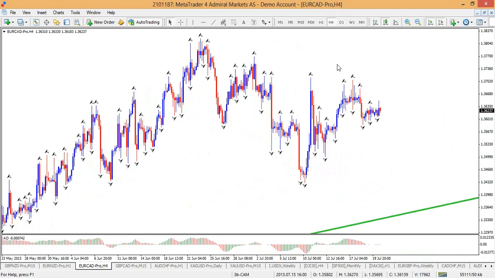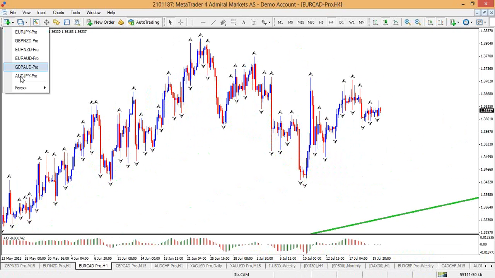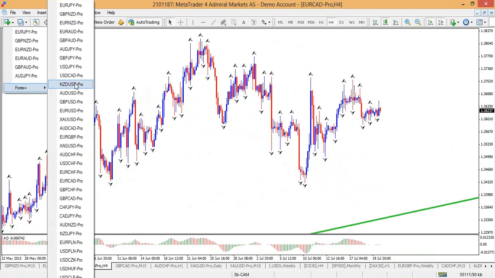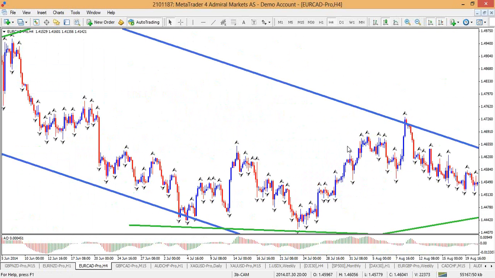One second, folks. The 4-hour needs to be loaded somehow. I don't know why. We open a new chart otherwise, unfortunately. No, there it is. Good.